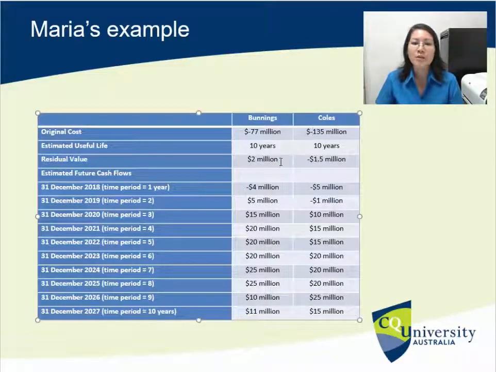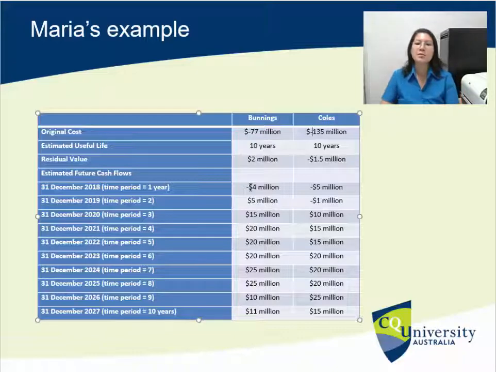Residual value. So at the end, I'm going to be able to sell this one to the cattle farmer for his hay storage. So he'll pay me $2 million. But the Coles is what I'm going to have to demolish, so it's going to cost me. So I'll put a negative 1.5 million. And the estimated future cash flows, so at the end of the year, at the end of 2 years, at the end of 3 years, and so forth, right up to the end of 10 years, are these.